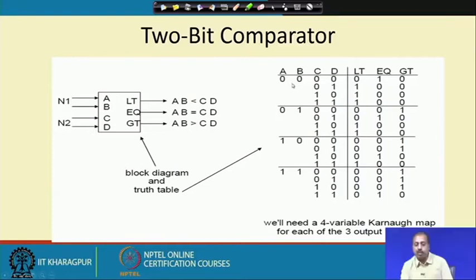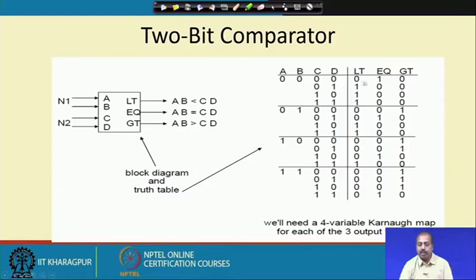If AB is 0 0 and CD is 0 0, then less than is 0, equal is 1, and greater than is 0, that is these two numbers are equal. So, this EQ output is 1 and the less than and greater than outputs are 0. Similarly, if AB is 0 0 and CD is 0 1, the less than output is 1, equal output is 0, and greater than output is 0. Then for 1 0, again the same thing. Since AB is 0 0, whatever be the CD apart from 0 0, less than will be 1, others will be 0.